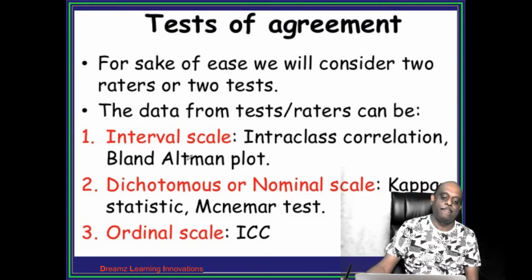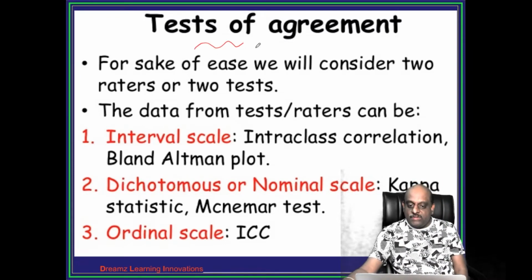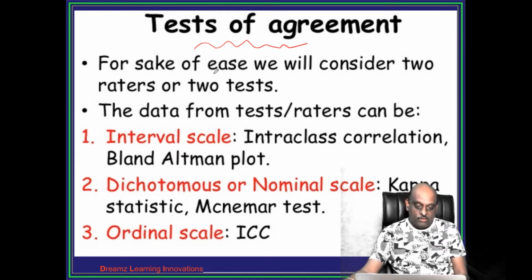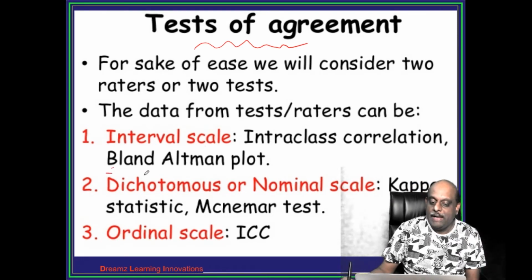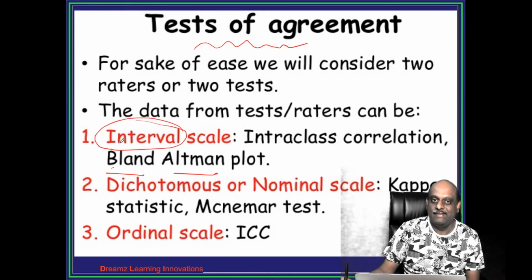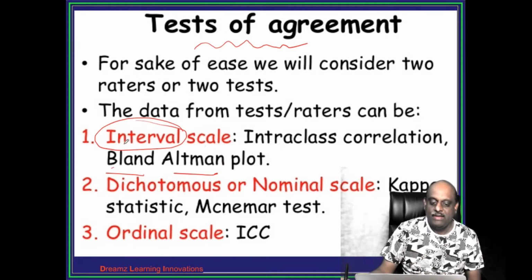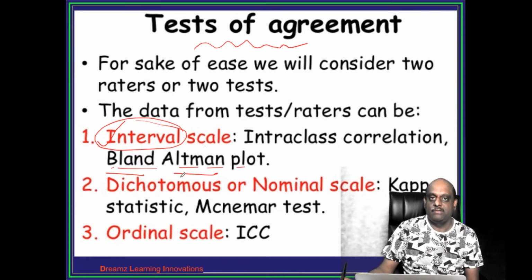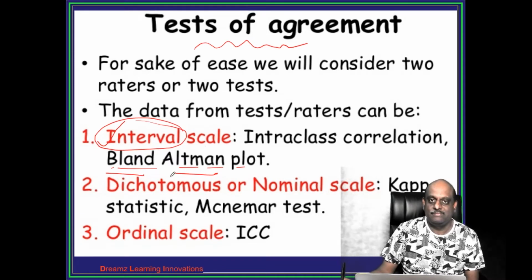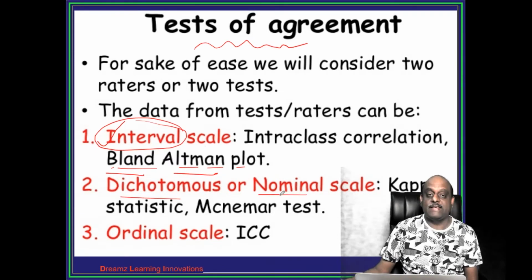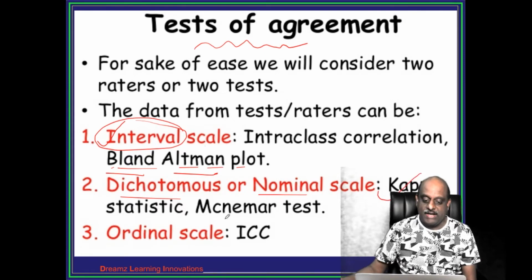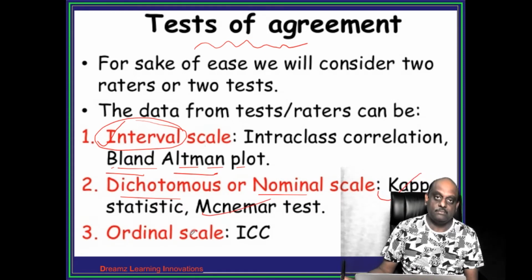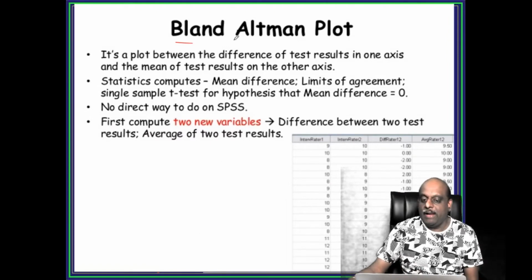We will see what they are. There are certain tests of agreement. Bland Altman plot, if it is an interval scale, yesterday we studied interval scales. If the variable is an interval scale variable, we use Bland Altman plot to check the agreement. Dichotomous or a nominal scale, we use Kappa statistic and McNemar test. That's the point.